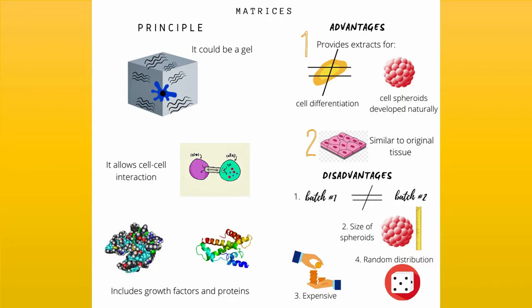The main disadvantage is that the ECM is a biological substance, so every batch differs from another. In addition, large-scale production might be expensive, and it presents a random size and location of the spheroid in the media.